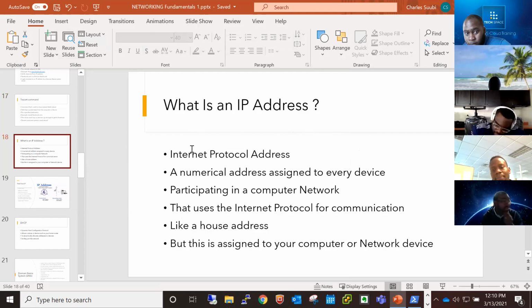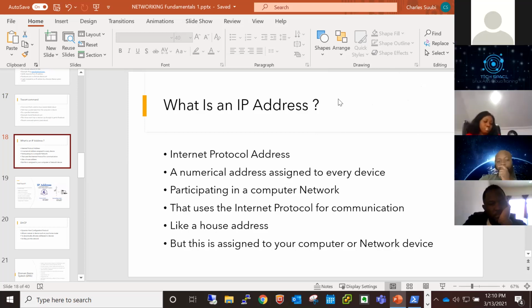All right, guys, what's an IP address? In your own words. All right, let's start with Ola. Ola, what's an IP address? In your own words, how can you explain to us what an IP address is? Ola, are you there?